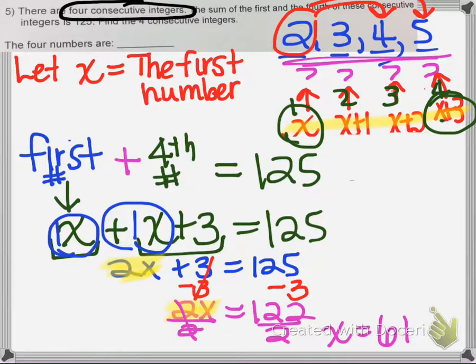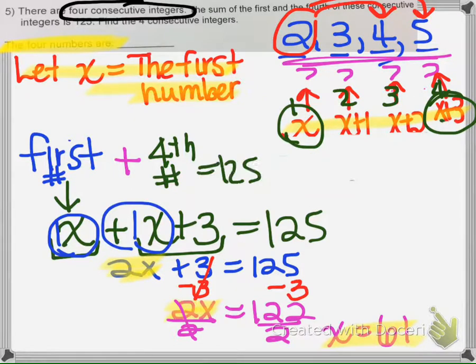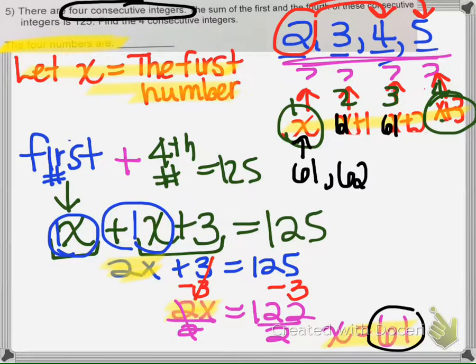So x represented the first number, and it asked what are all four of the numbers. So if we go back and think about it, if the first number was 61, then if we plug a 61 in here, 61 plus 1, the second number is 62, and then 61 plus 2 is 63, and then we plug in a 61 here, 61 plus 3 is 64.